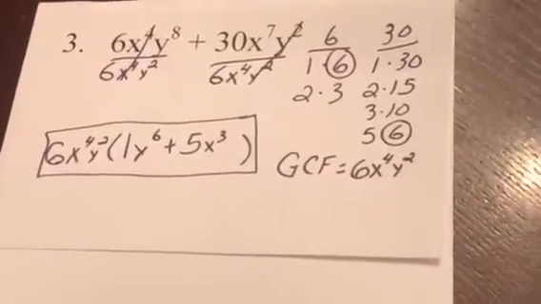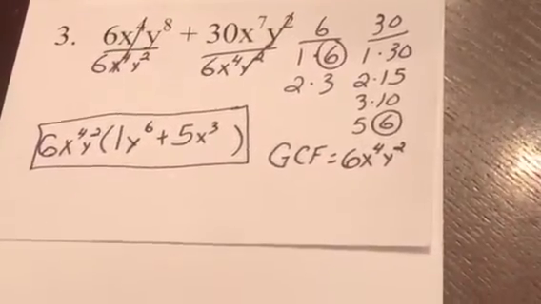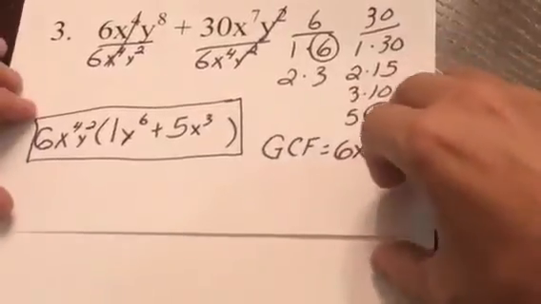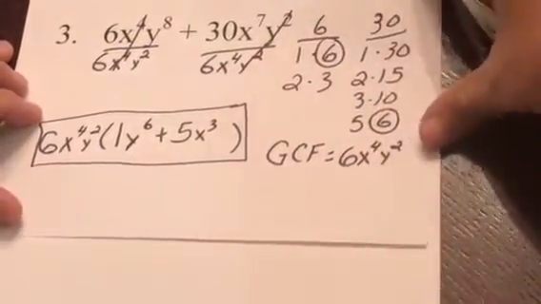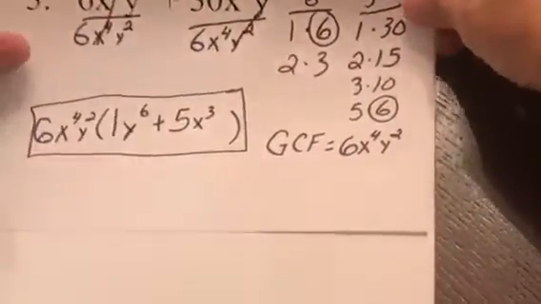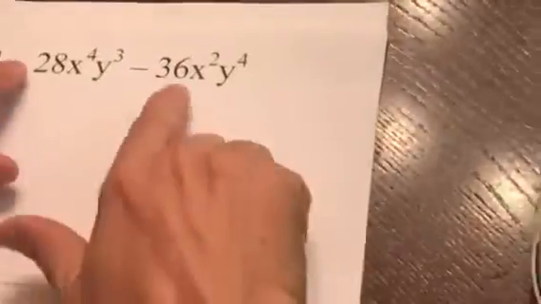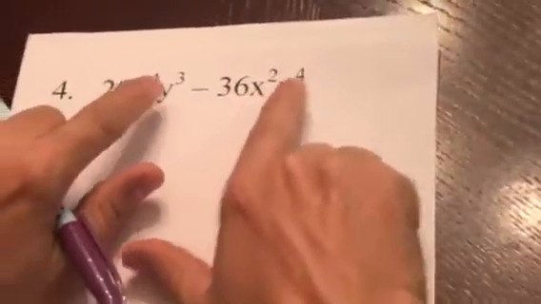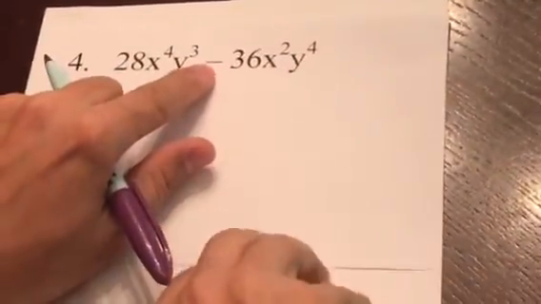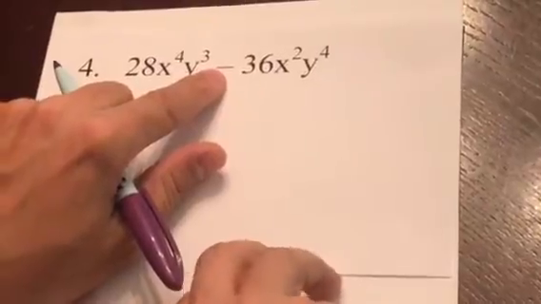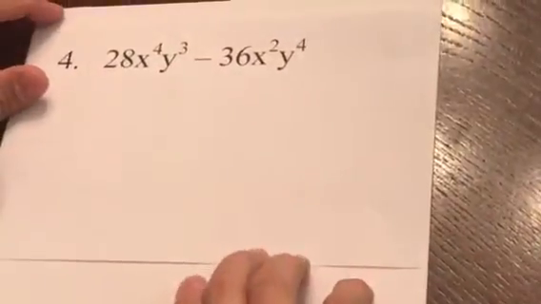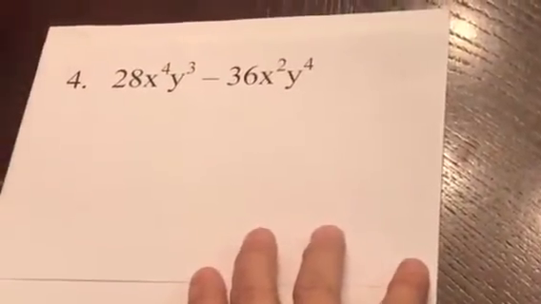Got one last example here, guys, and then we'll be finished with this handout of notes. Our last example, number 4, very similar to that number 3. We have numbers, we have x's, and we have y's. This time we just have a subtraction in the middle. That's the only thing I noticed different. All right, so let's see if we can get through number 4.